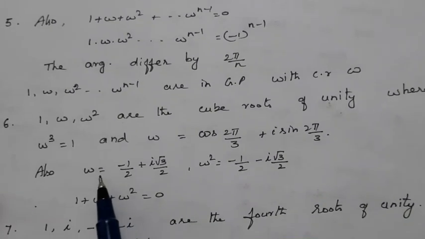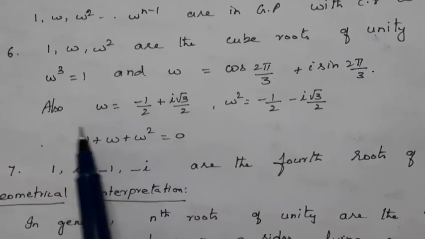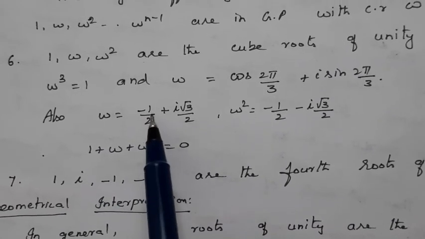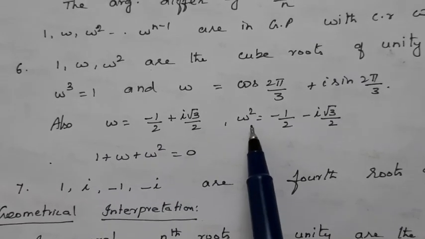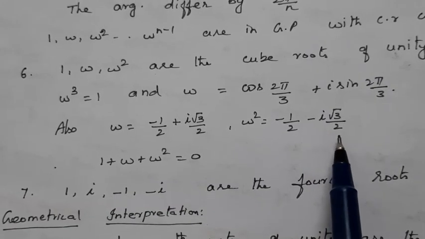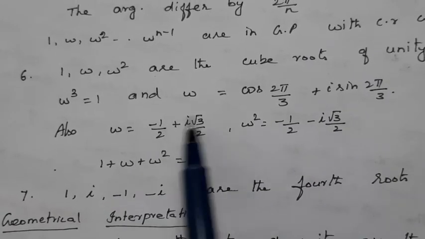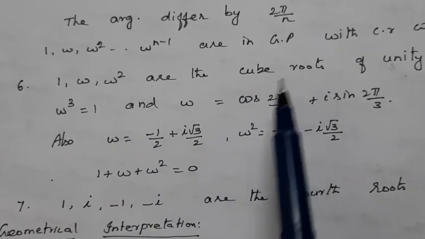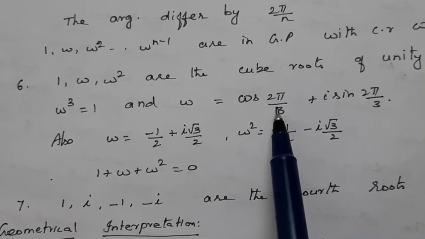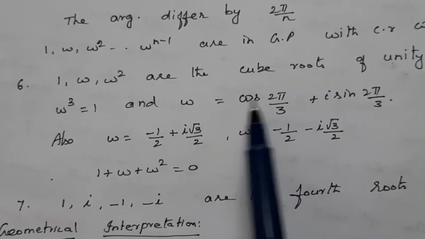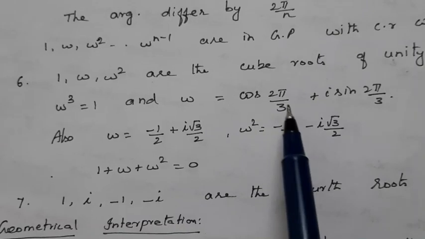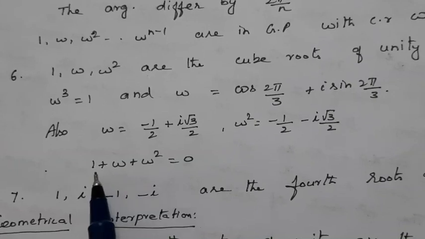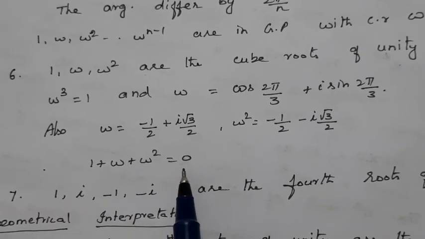Also, in the rectangular form, the value of omega is minus 1 by 2 plus i root 3 by 2, and omega squared is minus 1 by 2 minus i root 3 by 2. So we have to remember these values of omega and omega squared, if they are the cube roots of unity, both in the rectangular form as well as in the polar form. And here also the same condition applies, that is, the sum of the cube roots of unity is equal to 0.